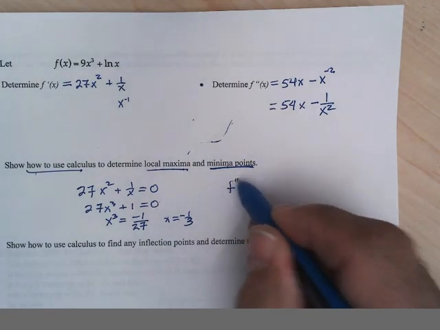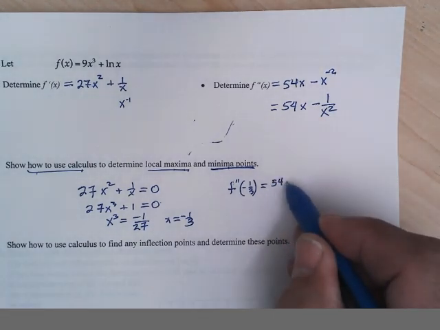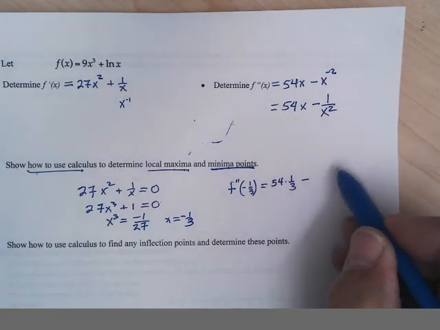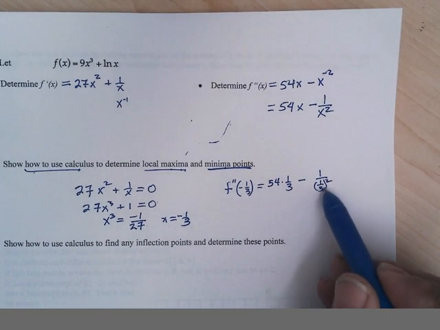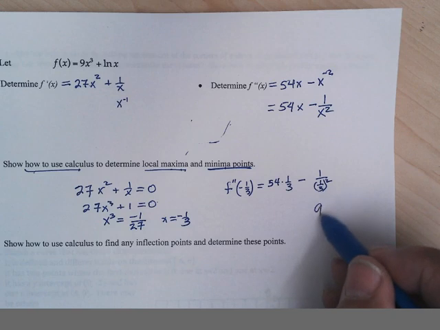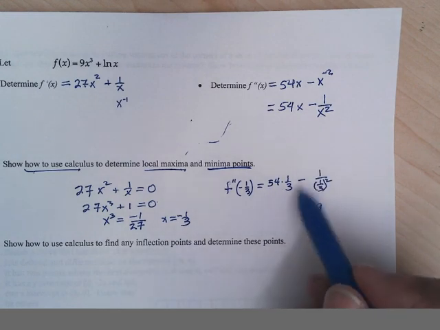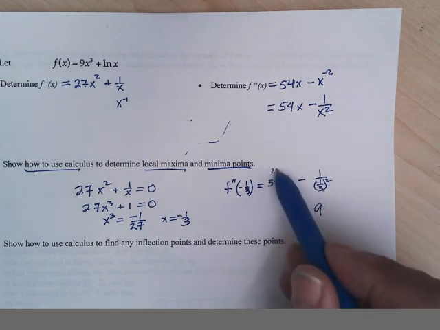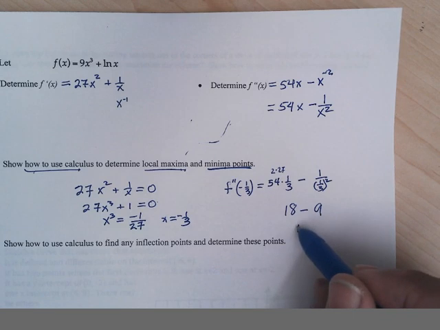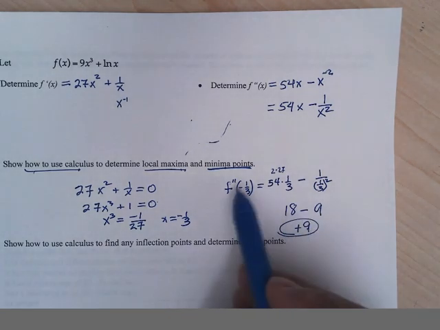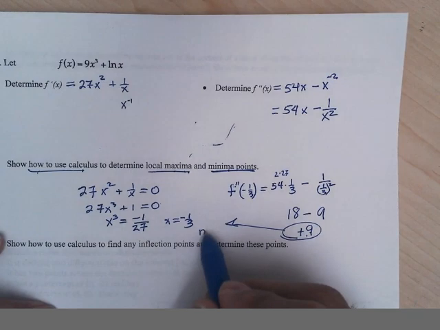So I'm going to find f double prime of negative 1/3. So that would be 54 times negative 1/3 minus 1 over 3 squared. So this would be 1/9, and the reciprocal of 1/9 would be 9. And this would be 1/3 of 54. 54 is 2 times 27. So if I divide by 3, that's 18. That's 18 minus 9, which is plus 9. Plus 9 tells me, in the second derivative, the curvature is positive. So this tells me it's a minimum.